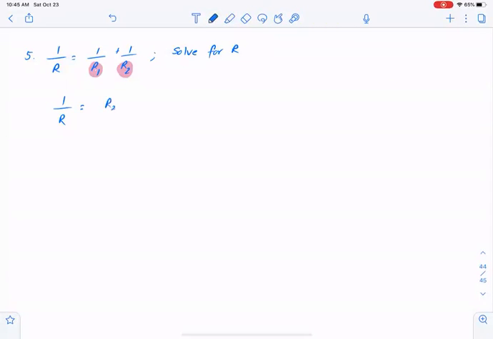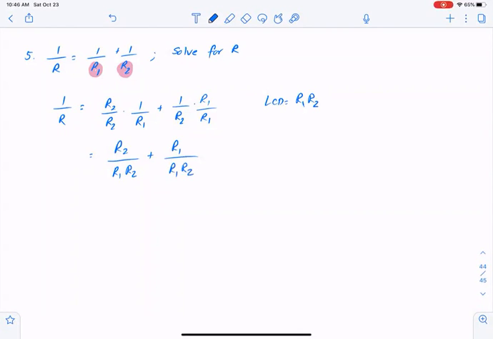So I'm going to multiply and divide by R2. And take the second expression, multiply and divide by R1. The reason being the least common denominator is R1 R2. So we have R2 over R1 R2 plus R1 over R1 R2 equals 1 over R.